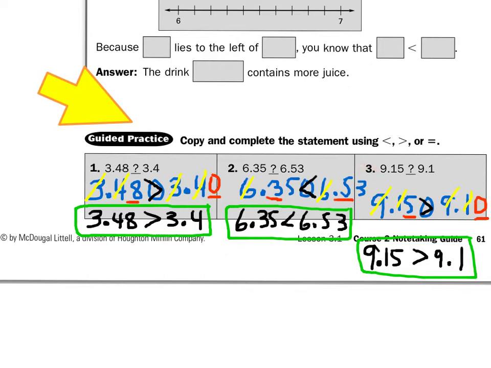Okay, take a look at number 3. I write it out, 9.15, I put my bubble, and then 9.1. And I want to add that invisible 0 after the 1 so I can compare the numbers. Now I take a look at the 9, and they are the same, so I strike them out. And then right after the decimal point, I see a 1, and they're the same, so I strike them out. And then I see a 5 and a 0. Since 5 is definitely bigger than 0, I put the is greater than symbol. So 9.15 is greater than 9.1.